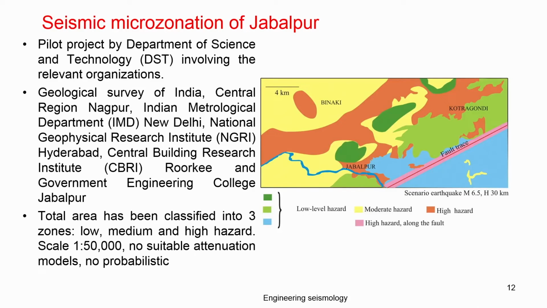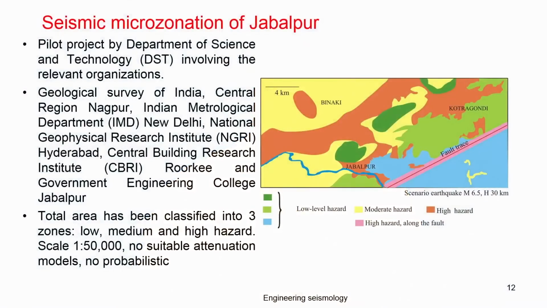The total area has been classified into 3 zones, low, medium, high, with the scale of 1:50,000. The overall basic comment was that even though this was the first work in India, it cannot be quoted as an example for microzonation. I had a chance to go through the complete microzonation report during my PhD, when it came for review to the IISc, and I pinpointed all the necessary improvements needed in the report.